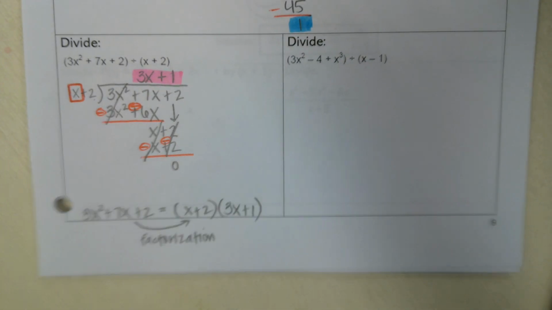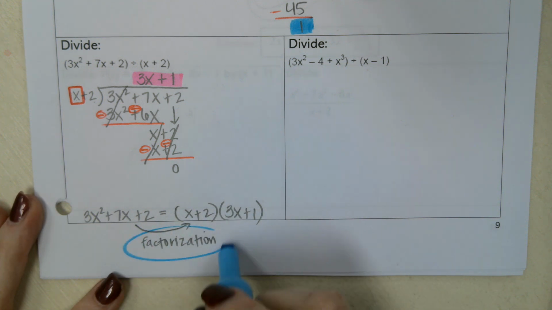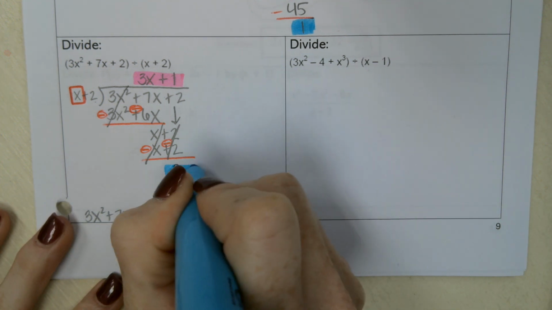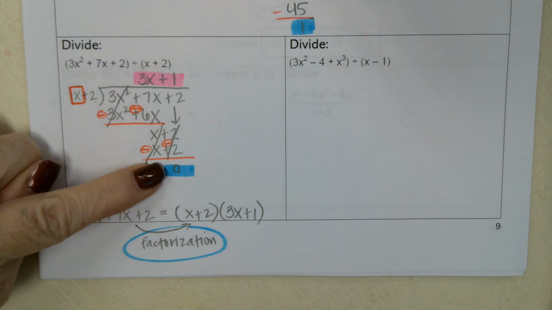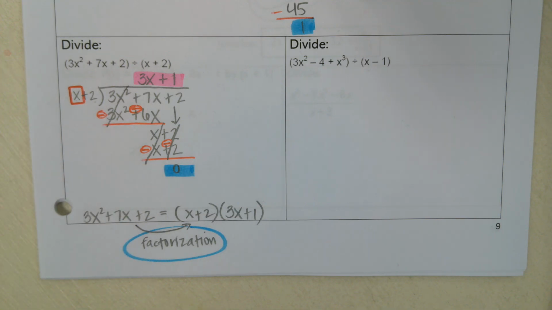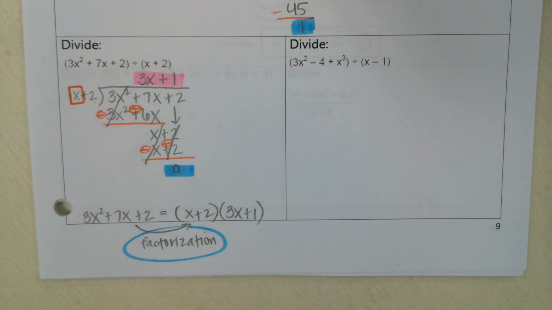Okay, sorry for those who are in the back. Okay, now this factorization only happened because I had a zero remainder. This means that it divides evenly into that. Okay, we like zero remainders. Yeah, my quotient is 3x plus 1.